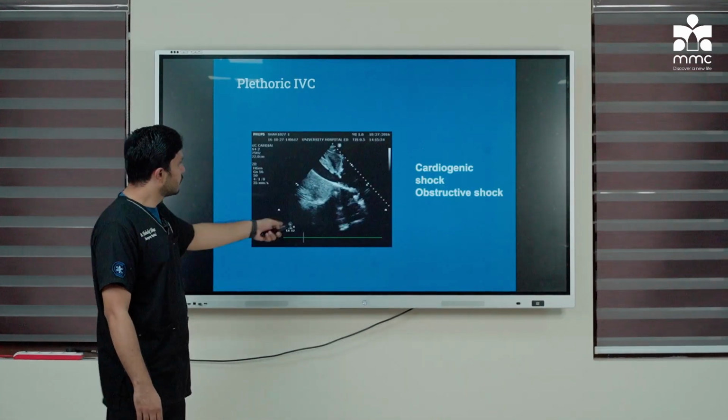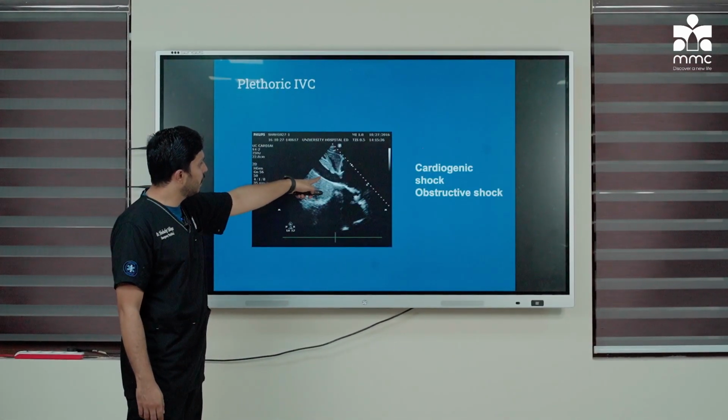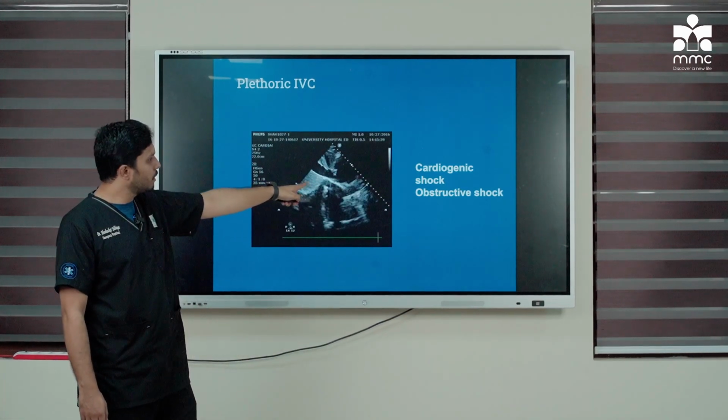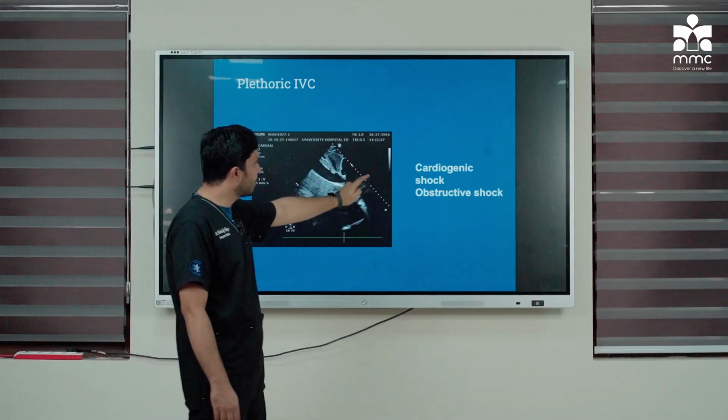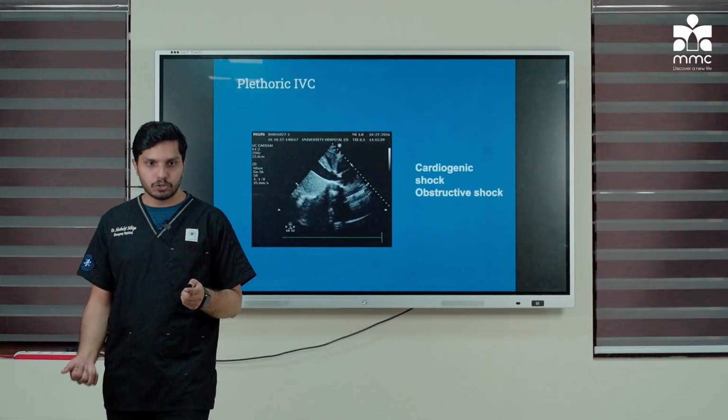And what about this one? Here we can see there is no movement of the IVC. The IVC is fixed, and we call this a plethoric type of IVC. This type of IVC we can see in cardiogenic shock and obstructive shock.